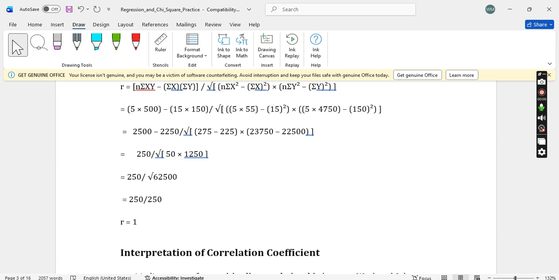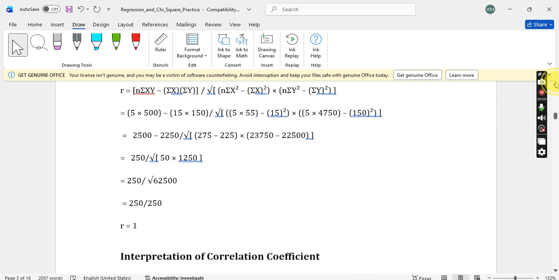which means this is a very strong relationship. In real life, it's rare to get this. The way I modeled this question, it showed that we get a strong relationship. If you get an R of 1, there is a very strong positive relationship between the number of weeks and the sales. Any questions?